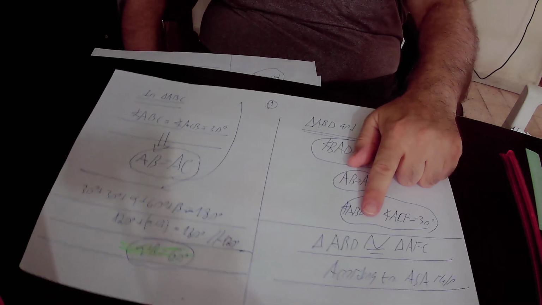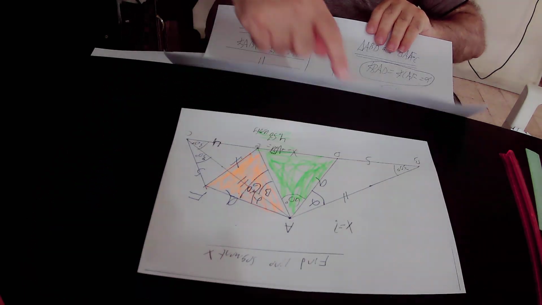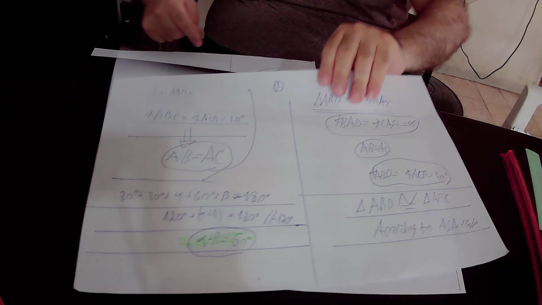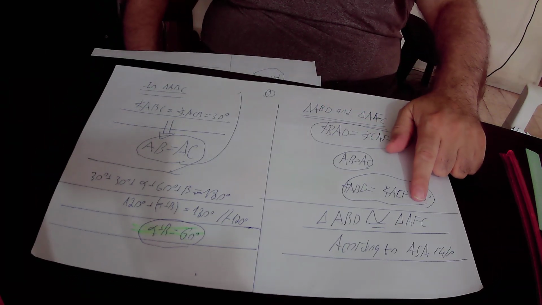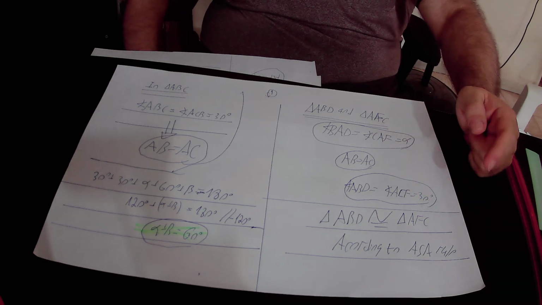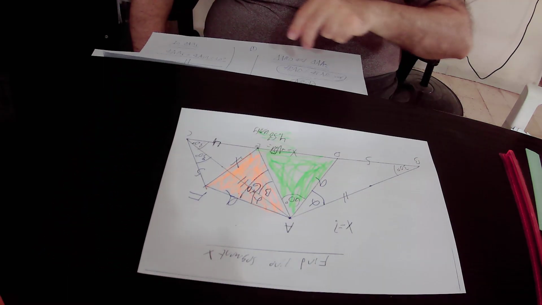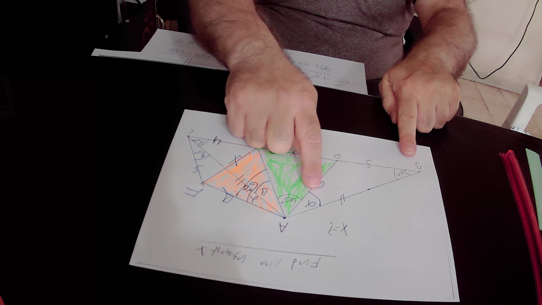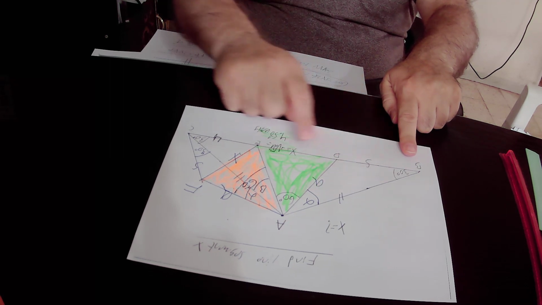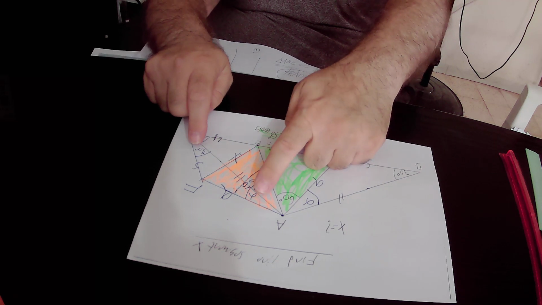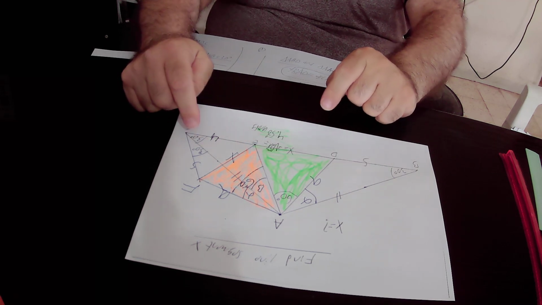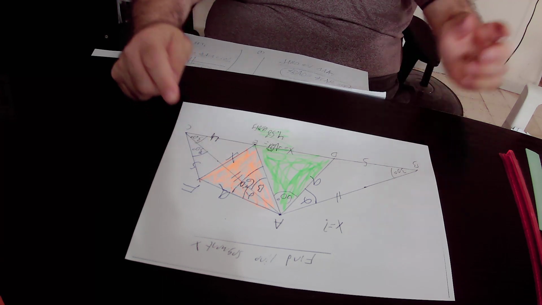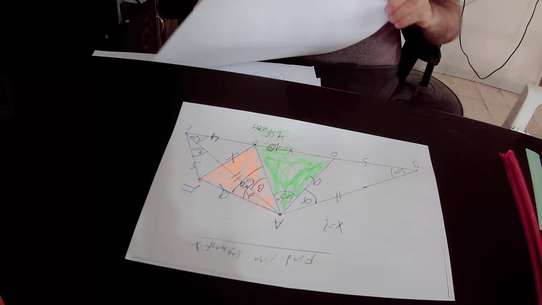Here, you have this triangle ABD. This triangle can go into triangle AFC according to the angle side angle rule. Here, those two angles and side AB can go correspondingly into those two angles and side AC in triangle AFC. Therefore, those two triangles can go into each other according to the angle side angle rule.